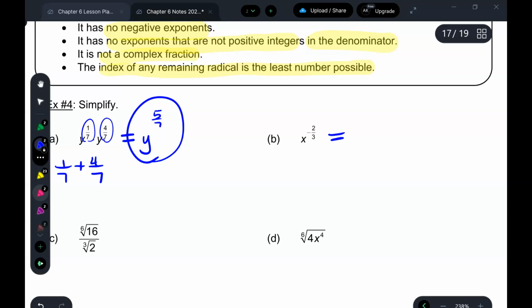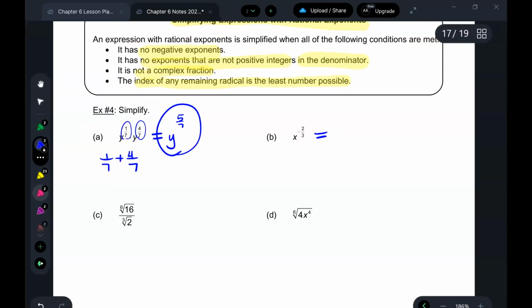Okay, there's nothing else that we can do with this, because all I can do is add the exponents here. Okay, I have x to the negative 2/3. So I could do 1 over x to the 2/3.